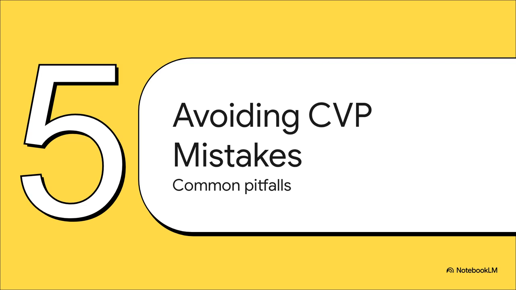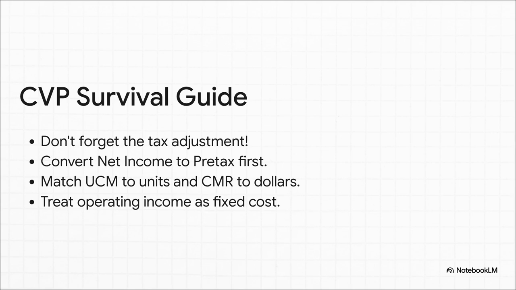Let's wrap this all up. Section 5, Avoiding Common CVP Mistakes. Consider this slide your ultimate exam survival guide. Number 1, don't forget the tax adjustment. Number 2, always convert net income to pre-tax operating income first. Never shove an after-tax number directly into a CVP formula. Number 3, match UCM to unit formulas and CMR to dollar formulas. And finally, number 4, when in doubt, just treat that operating income exactly like an additional fixed cost.